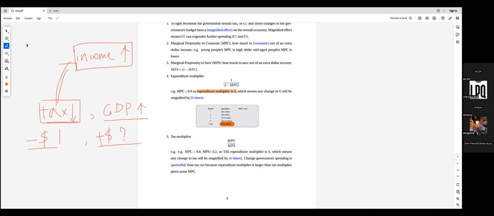So let's do a comparison. If the BC government cuts tax by a total of $20 billion, you understand that for all the people in Vancouver, cutting tax means as if people can make $20 billion more.